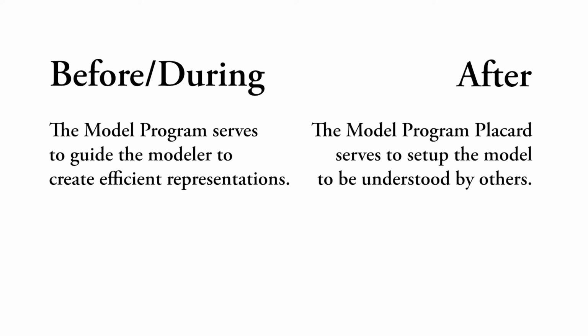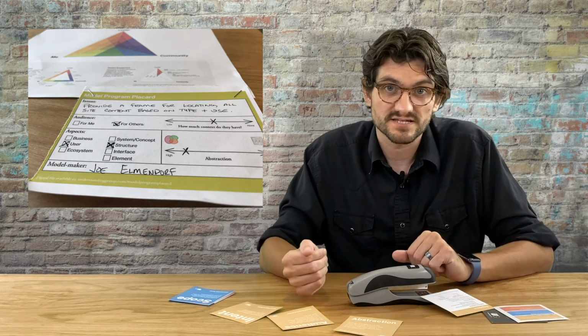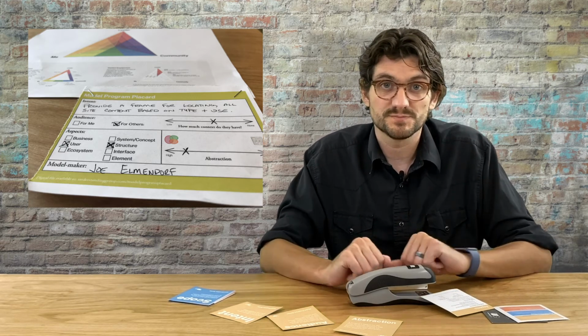And then after the model has been created, the program placard serves to set up the model to be understood by others and help peers align on the desired outcome of the model so that constructive and applicable feedback can be provided. By positioning the model program placard in close proximity to our models, the model program can be a constant source of context for what this model is about and how it should be used.